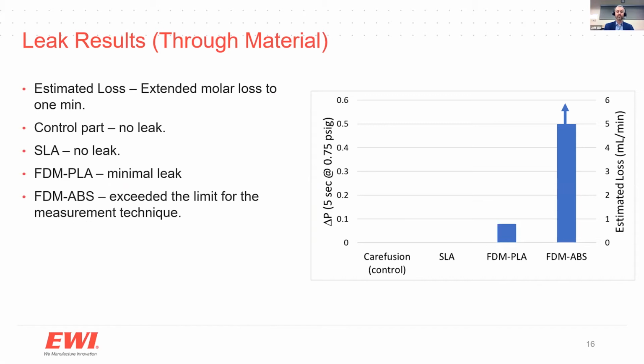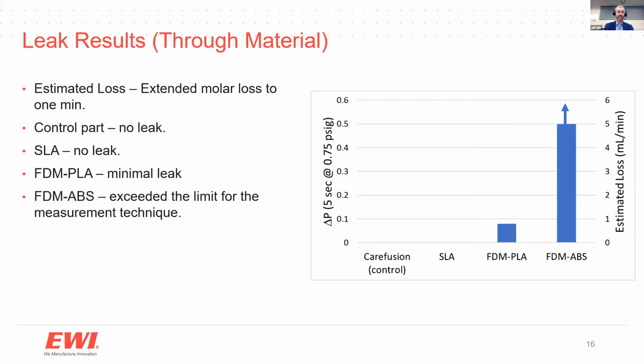The estimated loss was calculated by taking the delta P, using the volume and the temperature and the pressure of the part, and figuring out how many moles were lost. So there was a molar loss, and then that was converted to STP, and so we could get a milliliters per minute at STP loss, which is exactly what we could compare to the leak rate of the ventilator that's within the threshold. So the control part had no leak.